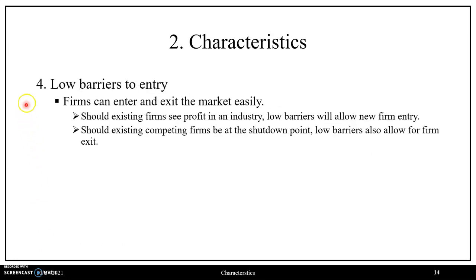Moving on to our fourth characteristic, we have low barriers to entry, where firms can enter and exit the market easily. Should existing firms seek profit in an industry, low barriers will allow new firms to enter, and should existing firms be at the shutdown point, low barriers will also allow for firm exit. This is similar to what we saw with the perfectly competitive market structure when we went through low barriers to entry.